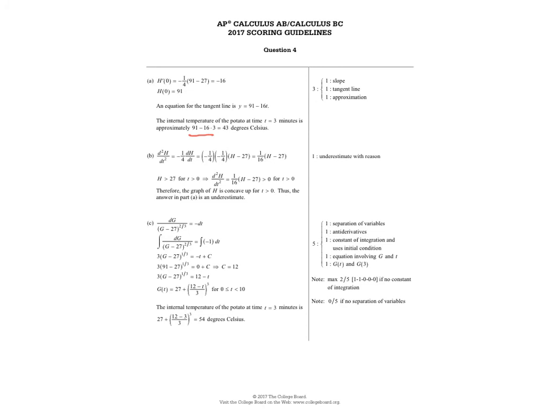Now part B, it's just 1 point. So you need to be able to find the second derivative and tell that it's a concave up graph and that your answer is an underestimation. So that whole thing right there is just 1 point. Now a big chunk of points is in part C. It's 5 points total.